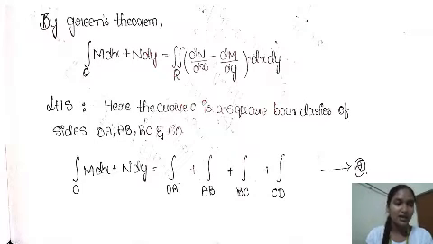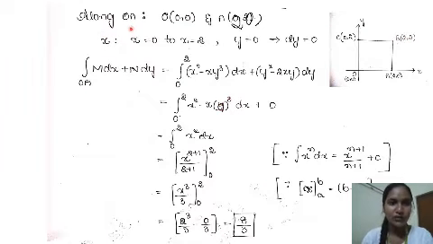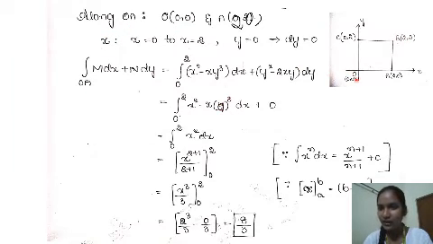Now let us calculate the LHS. Here the curve is a square with boundary sides OA, AB, BC and CO. Now the integral of M dx plus N dy is equal to integral OA plus integral AB plus integral BC plus integral CO. So now we have to calculate all these curves. Let us consider this as equation 2. Here we will solve along OA. In the graph, we have the points O and A. O is at (0,0) and A is at (2,0).